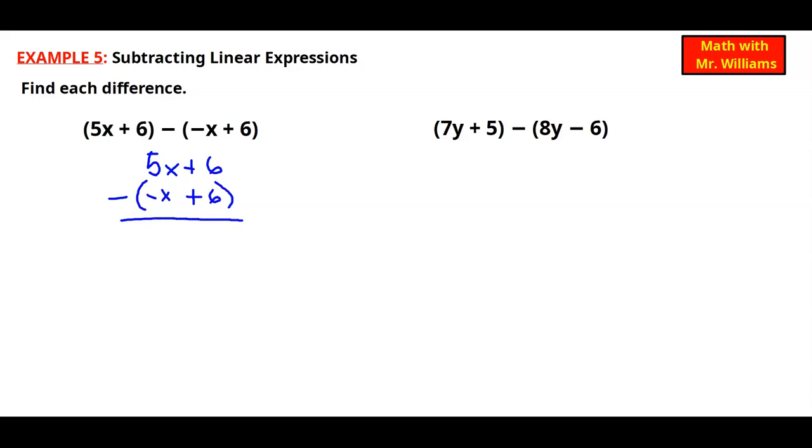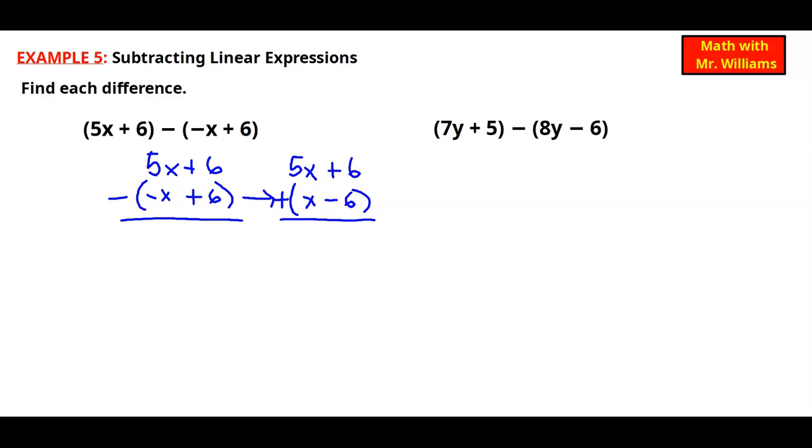All right, so what I mean by when we add the opposite of everything in the second one, we're going to keep the whole first set, and then we're going to change that minus out front to addition, and then we're going to change everything inside to its opposite. So we have a negative x changes to a positive x, that plus 6 changes to a negative 6.